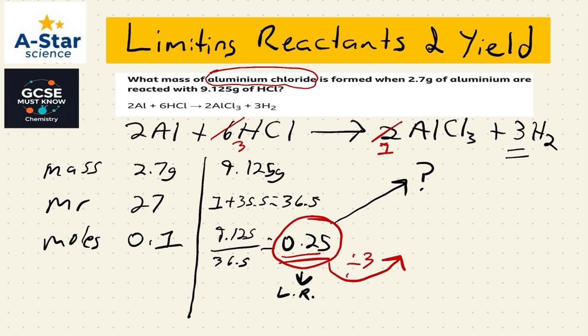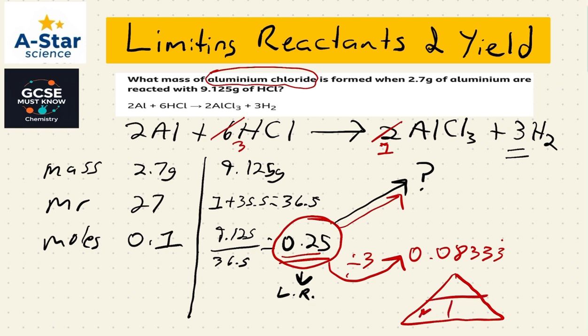Let's use our calculator. 0.25 divided by 3 is 0.0833 reoccurring. But we need to get to the mass. And of course, we need to remember that equation which comes up often. You're going to need to do this, Mr. Mole mass. So to find the mass, we need the MR times the moles.